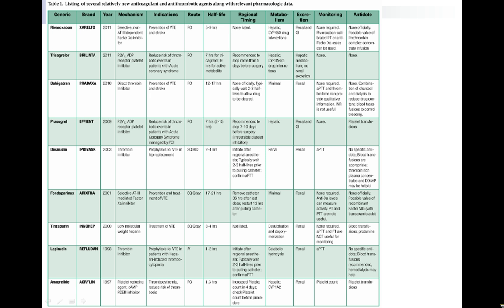Here I'm just showing you the chart that I put into your notes. This is from the Anesthesia Patient Safety Foundation newsletter from a couple years ago, and it just goes over some of these drugs and some indications, some routes, some half-lives, different metabolisms, monitoring, and antidotes if there are any. This is the kind of thing that it's hard to memorize, and I find myself going to charts like this all the time when I'm confronted with a drug that I don't have a lot of experience with.